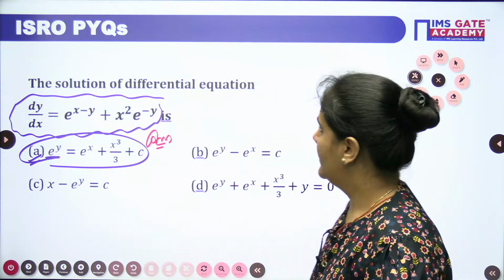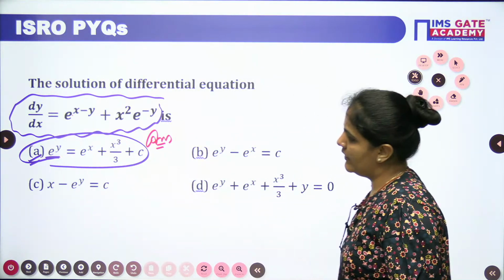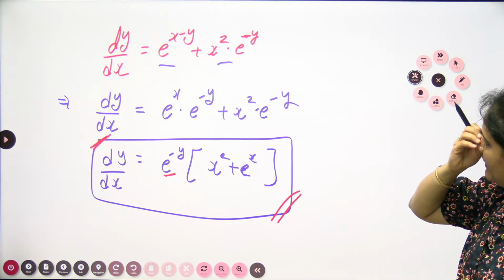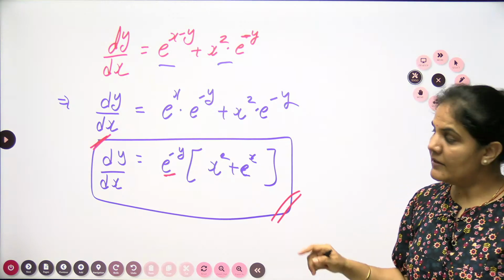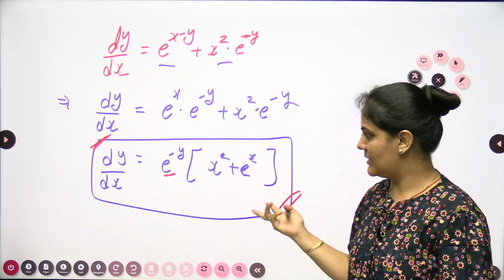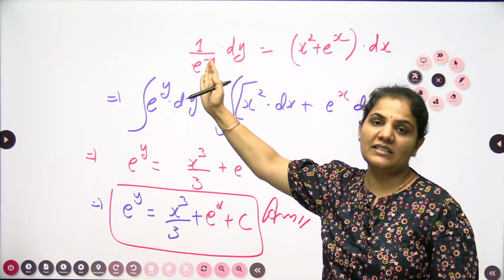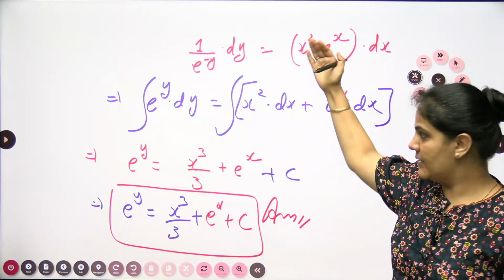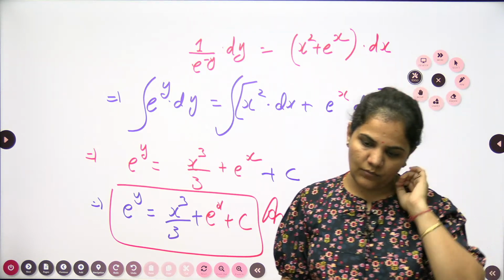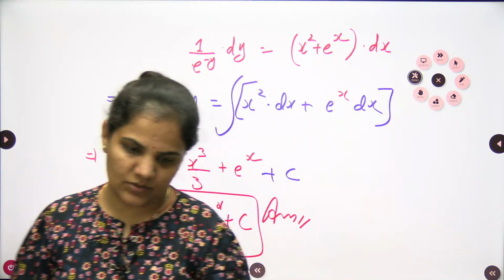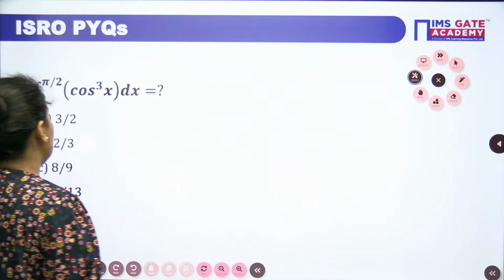Yes, this is e power x. I thought this is minus, but this is e power x minus y. So when we separate the things, we can write e power x into e power minus y. When we take e power minus y common, this is x square plus e power x, and using the variable separation method, we can separate the terms. All the terms of y are together, all the terms of x are together, and then we can integrate both the sides and solve the question. Right? All right. Let's go for the next one.